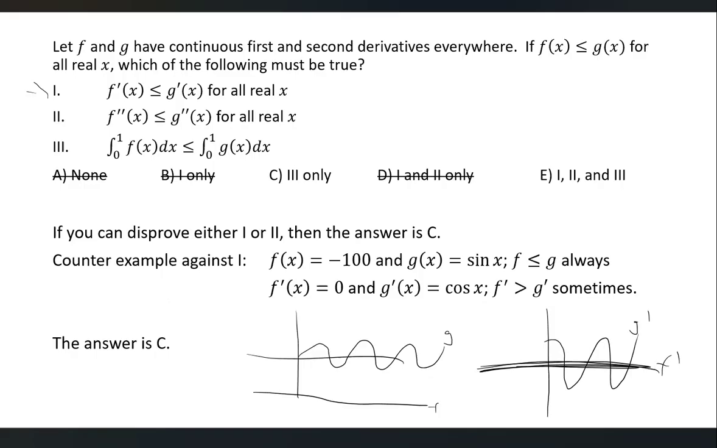sometimes g prime is negative and f prime is 0. So that's a counterexample right there. So 1 cannot be true, and therefore E cannot be true as well. So E cannot be the choice, so the answer must be C.